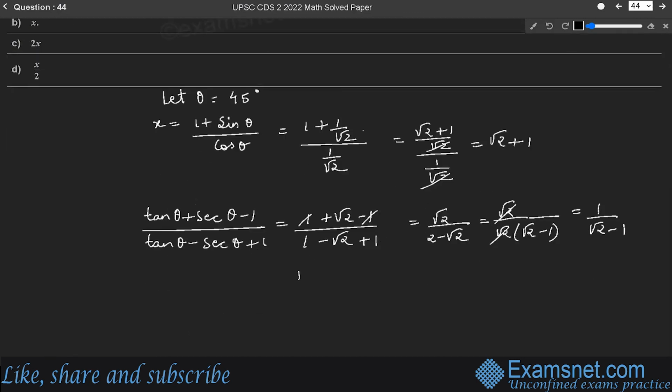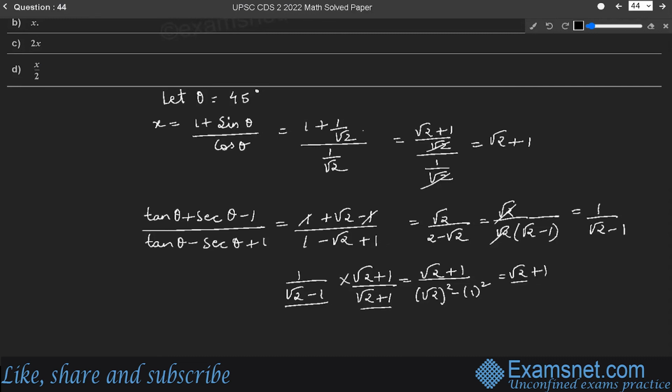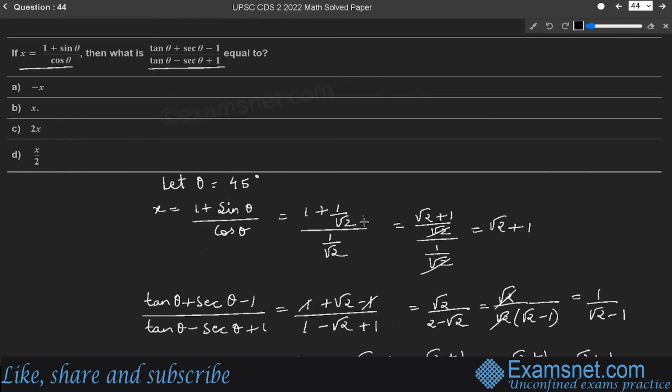Now, rationalizing this, 1 upon root 2 minus 1. In the numerator, we will get root 2 plus 1. And in the denominator, you can see that it is a minus b and a plus b. Means it will be a square minus b square. So it will be root 2 square minus 1 square. So it will be root 2 plus 1 upon 2 minus 1. It is equals to root 2 plus 1. You can see that root 2 plus 1 is equal to x. Means we can say that this term is also equal to x. So the correct option here is option number B, which is x.